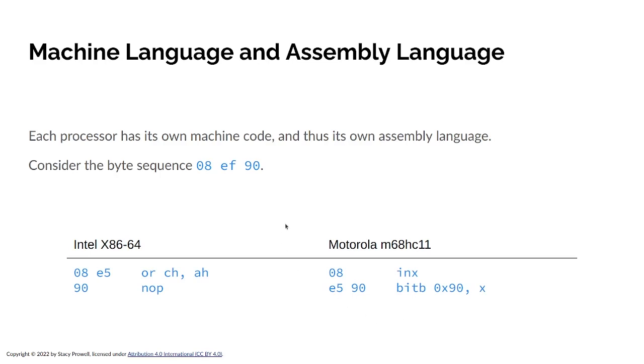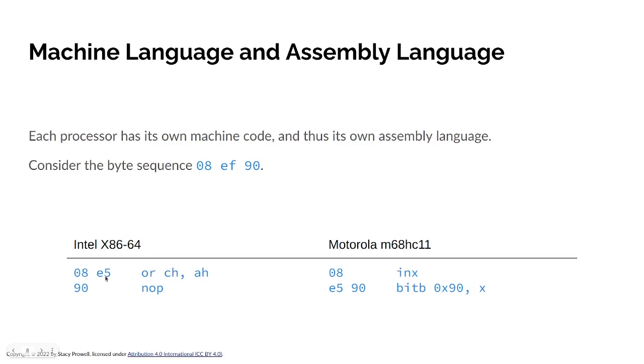So each processor has its own machine code, its own way of interpreting the bytes that are in memory as instructions, and consequently it has its own assembly language. And so if we take a byte sequence like 08EF90, well, that's just 3 bytes. What does that mean? Well, the interpretation depends on the processor, and sometimes on other factors as well, but mainly on the processor's language.